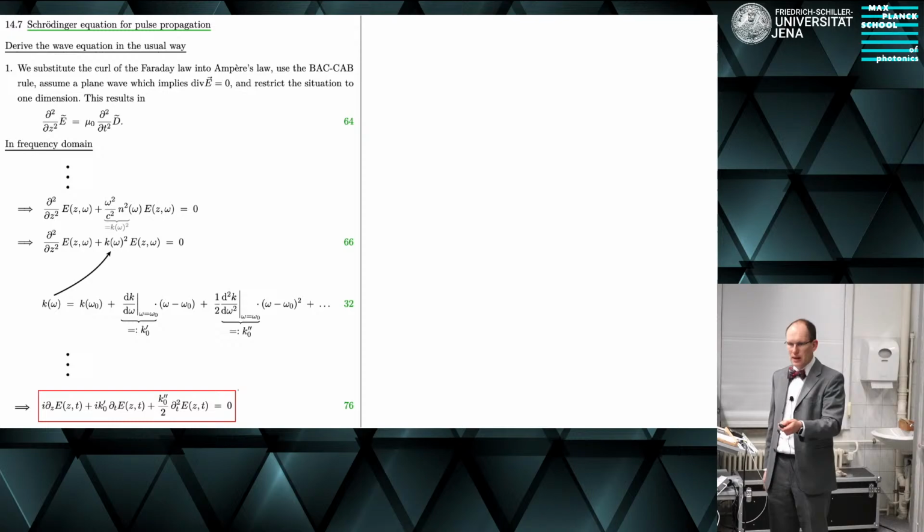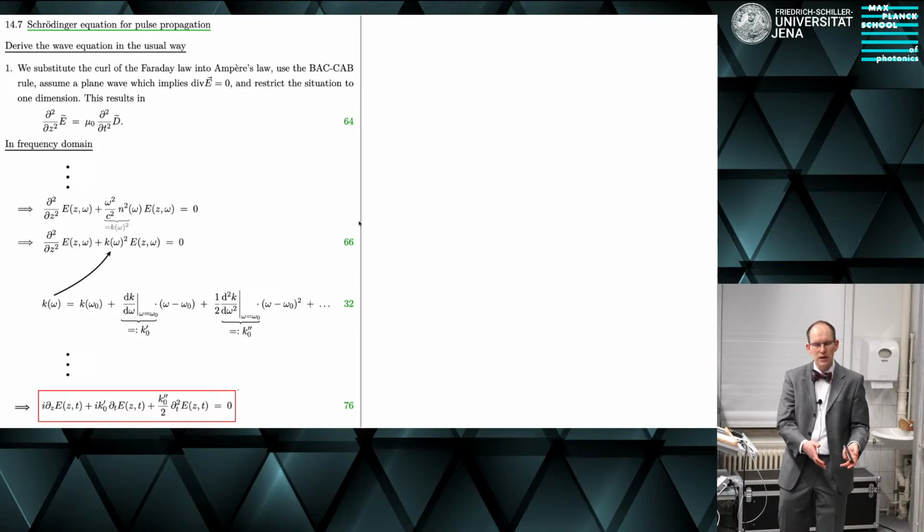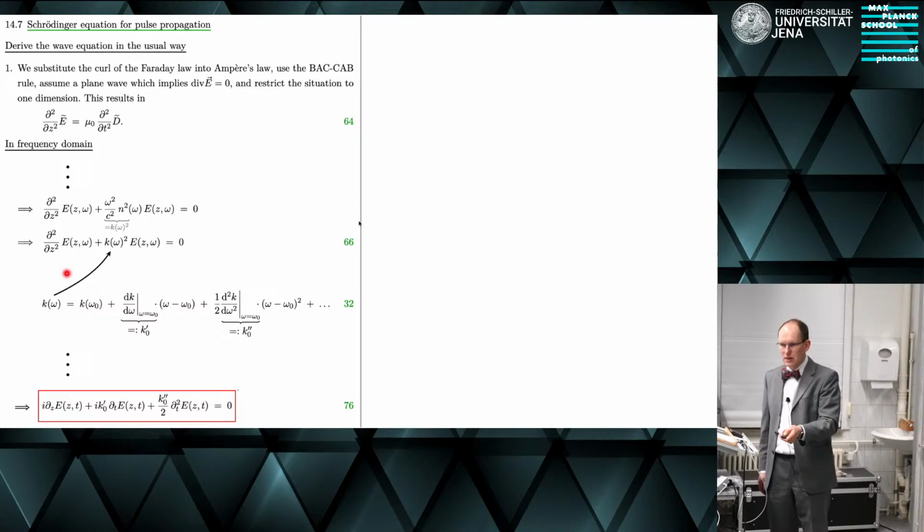How do we do it? Well, we start with the famous wave equation, and you see that we have here the D field and the E field, and we transform this D field into an E field at the expense that we have to include the refractive index. So what we do is that we arrive here at the wave number, actually the wave number squared, and now we include dispersion and actually also second order dispersion. We could also include third order dispersion, but then things become ugly and pulses no longer retain their Gaussian shape.